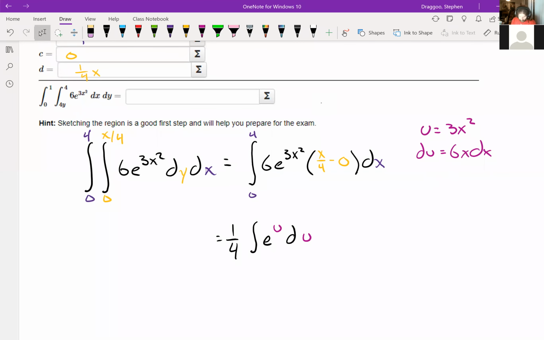And the nice thing about all that is that the integral of e to the u is just e to the u. So yeah, that'll be e to the u. That's what that thing integrates to. Then we'll just want to substitute our stuff back in. u we know was 3x squared. And we needed to evaluate x from 0 to 4.